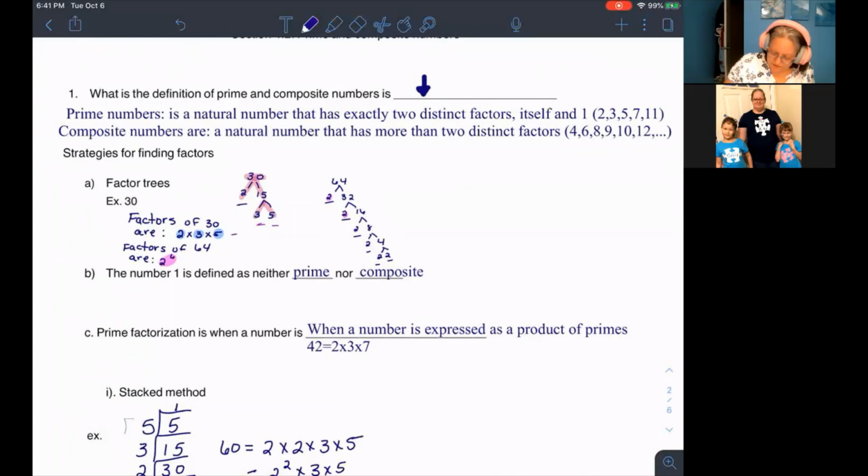So their factors are 2, 3, and 5. So you have the 2 here, the 3, and the 5. I did 64 just to kind of show you an example.